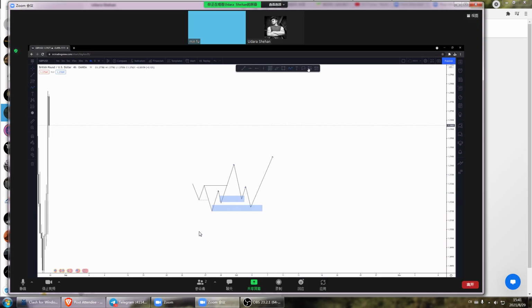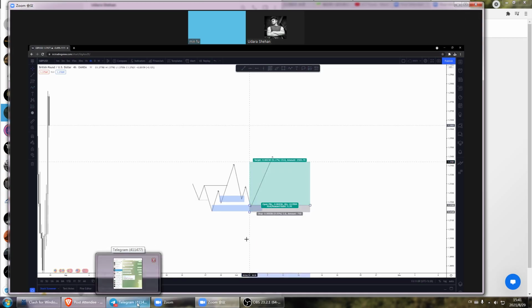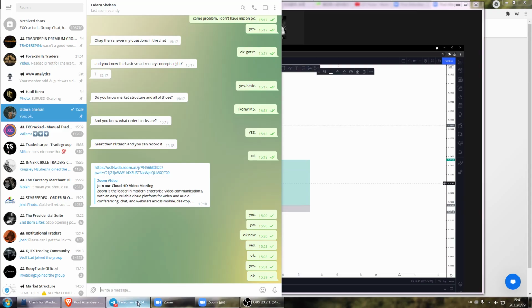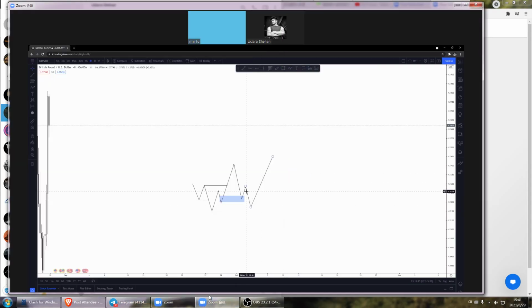Okay, this is what happens. In this case, this is the entry we should take. This is the entry that we should look for. I hope that's clear. Now, don't worry, I'll show you chart examples, then everything will be clear. This is the entry we should look for.